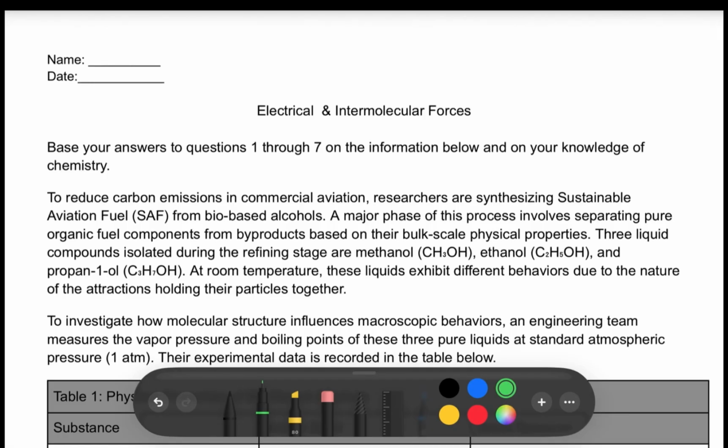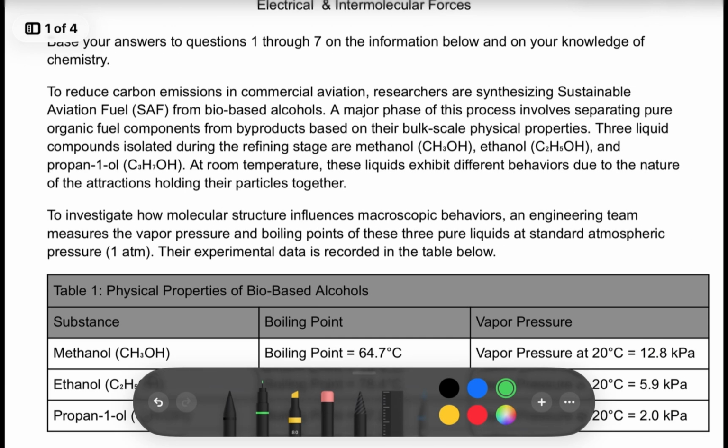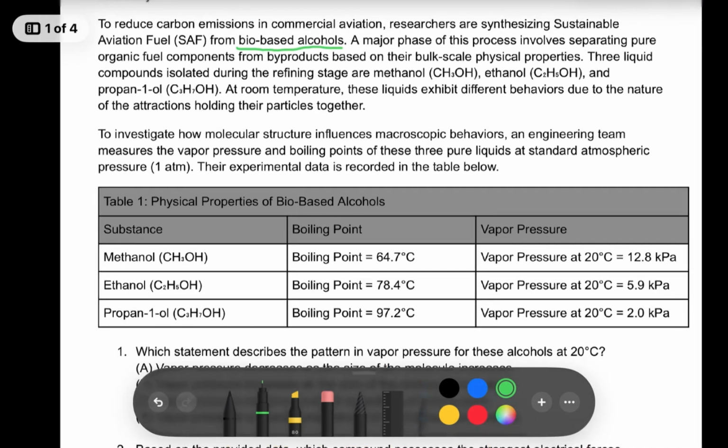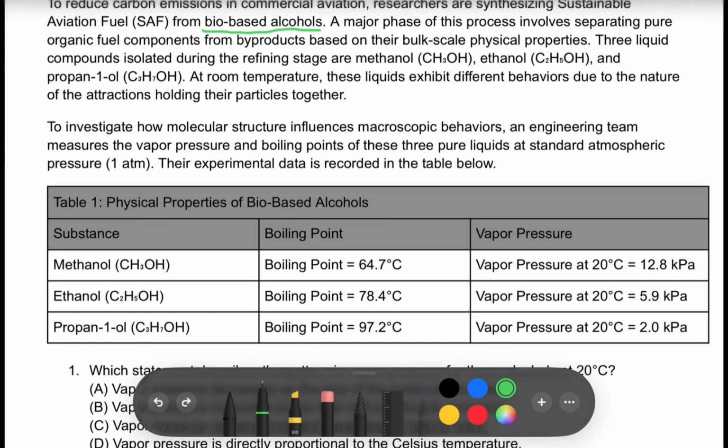Today we're going to be covering a chemistry Regents review on electrical and intermolecular forces. To start off, we're going to read this chunk and break it down into the specific keywords in science that we know. To reduce carbon emissions in commercial aviation, researchers are synthesizing sustainable aviation fuel from bio-based alcohols. So the bio-based alcohols is what right now is being measured in this table.